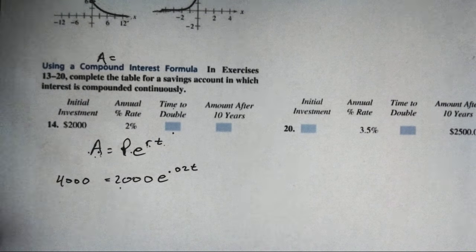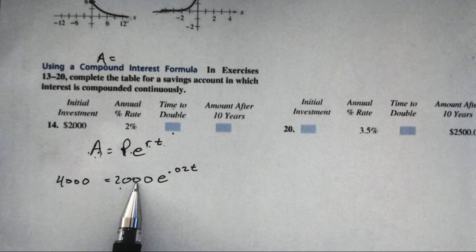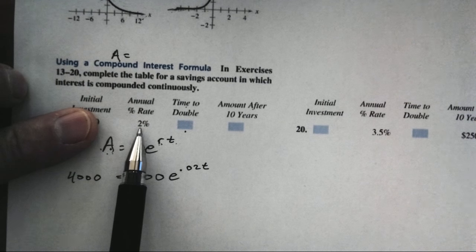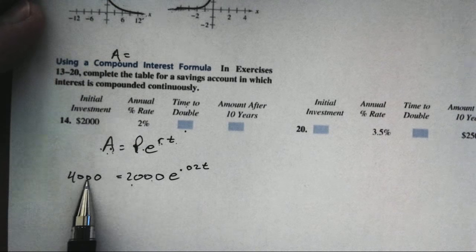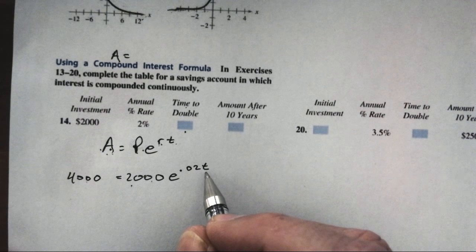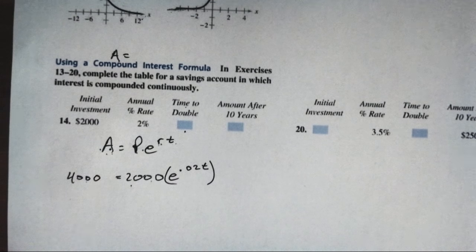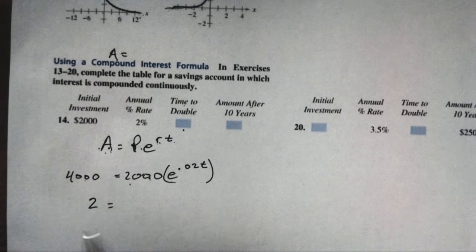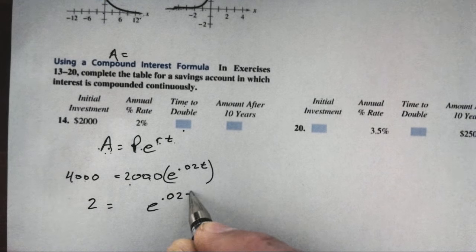The time for it to double, the 2,000 would become 4,000. Now, to be honest, I wouldn't even need to know that that's $2,000 here. It could just say an investment at 2%, how long does it take to double? And I could just put $1 here and $2 there. Because my first step, I'm now solving an equation with a variable in the exponent. I need to isolate the exponential factor. So I'm going to divide away 2,000, and I get 2 equals e to the 0.02t.